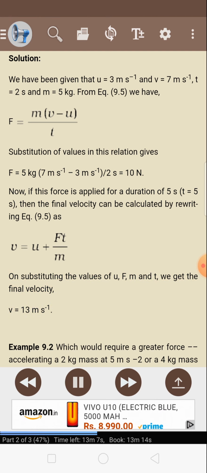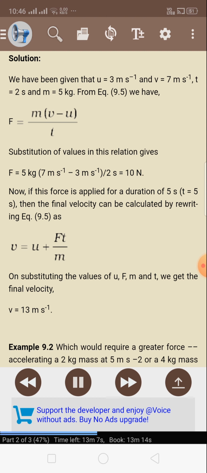Example 9.2. Which would require a greater force: accelerating a 2 kilogram mass at 5 m s^-2 or a 4 kilogram mass at 2 m s^-2?